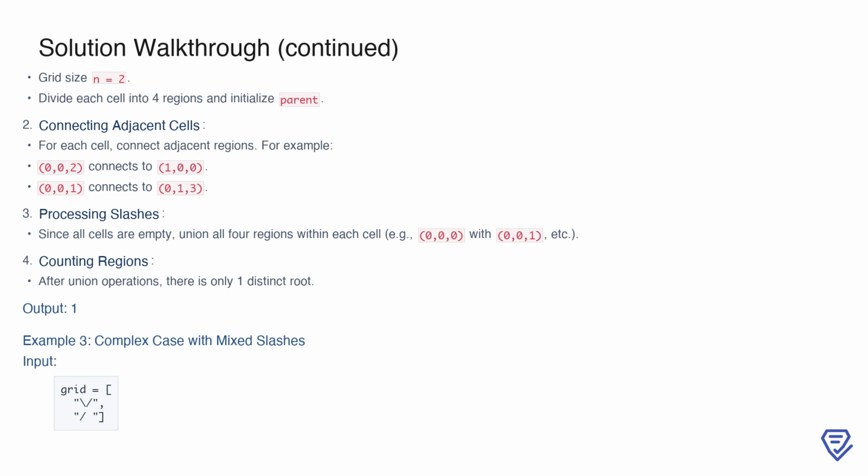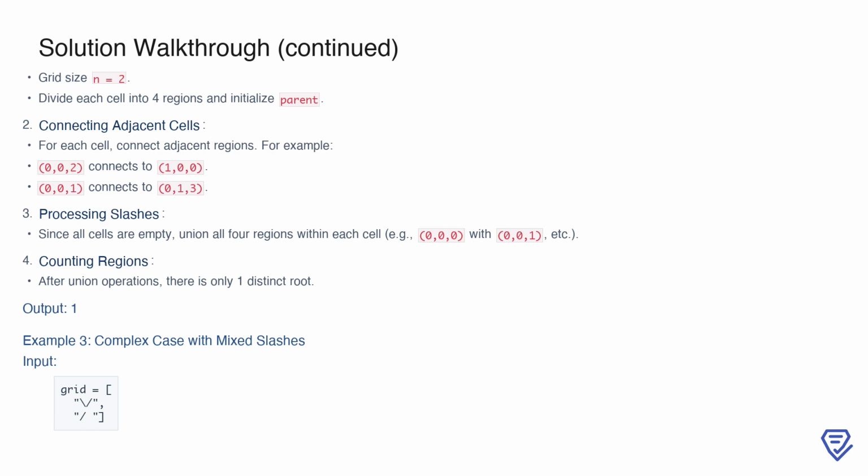The input grid is 2 times 2, and as before, we divide each cell into 4 triangular regions and initialize the union find structure. Since there are no slashes, we perform union operations to merge all 4 regions within each cell. For instance, in cell 00, we union the top region with the right, the right with the bottom, and the bottom with the left, effectively treating the entire cell as a single region.